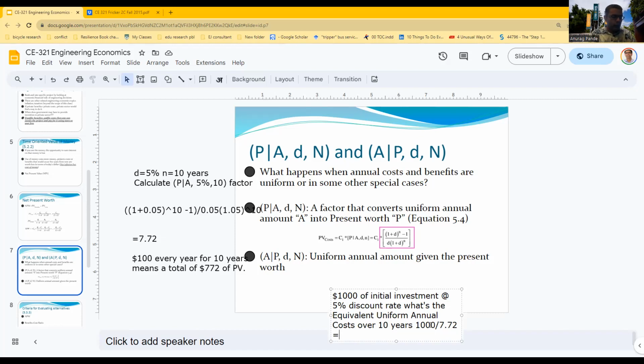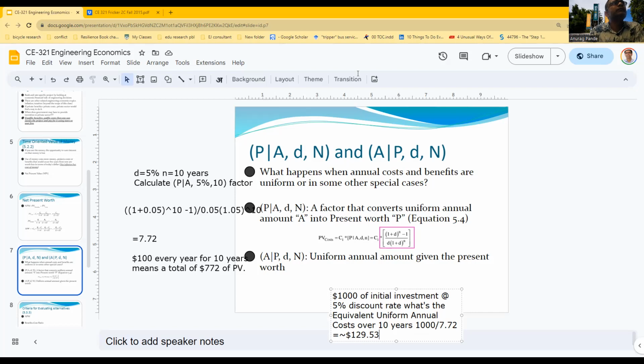I'm just going to quickly calculate. If you take $1,000 and divide that by 7.72, you get $129.53 for 10 years. If you take $129.53 for 10 years, that'll add up to $1,000 of cost, uniform cost every year. So 129.53 in year 1, 129.53 in year 2, and on like that for 10 years. You add up the present value of all of those, they will add up to $1,000 at the very beginning.